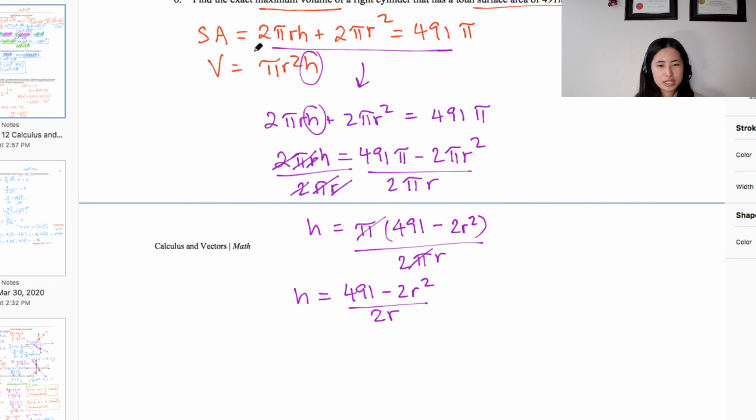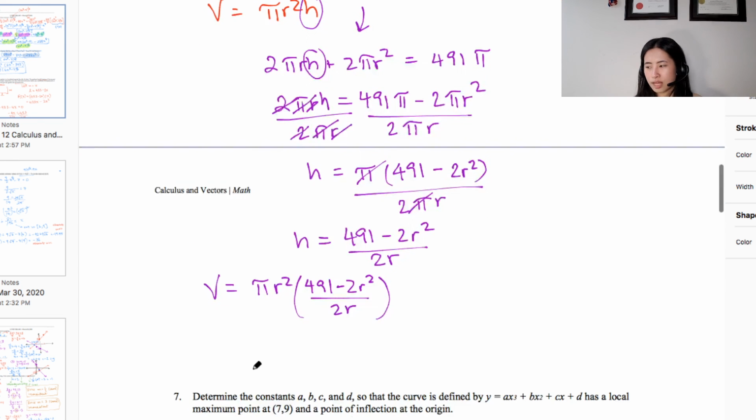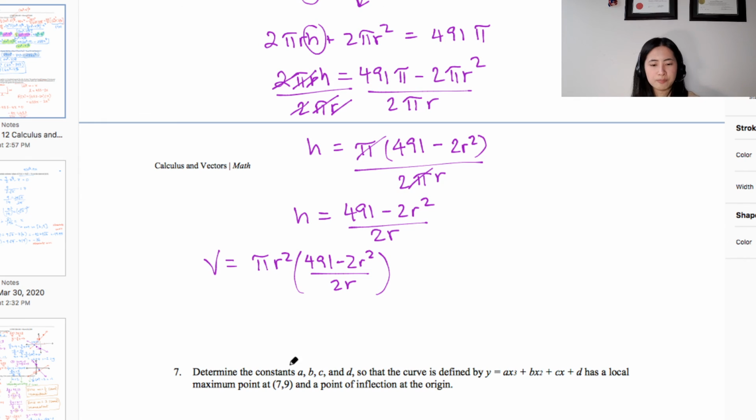So I'm just taking my volume. I know that my volume is pi r squared h, and I'm plugging in this term as my h. So I have 491 minus 2r squared over 2r, right? Okay, great. So I now have that. Let's see if we can simplify this.